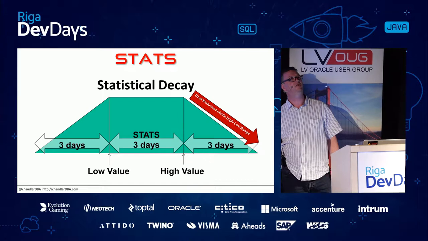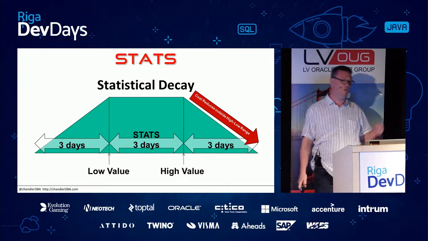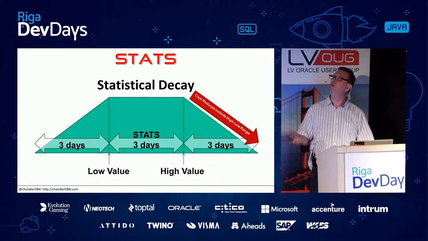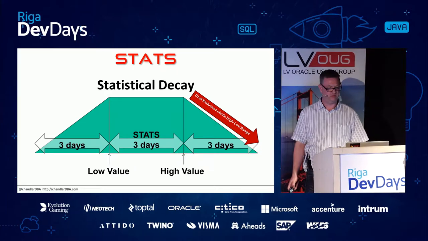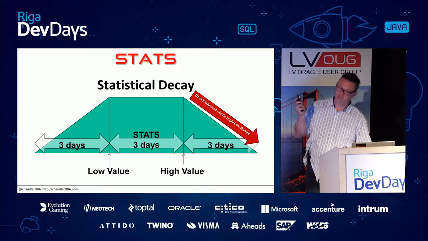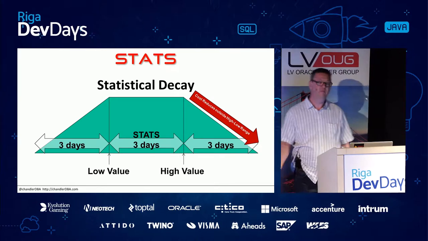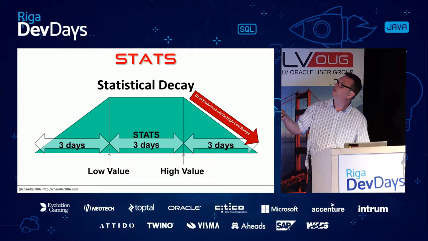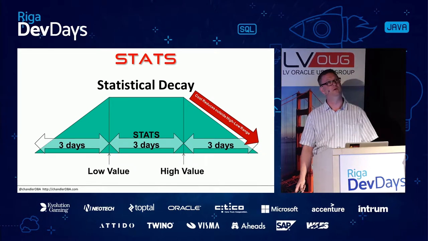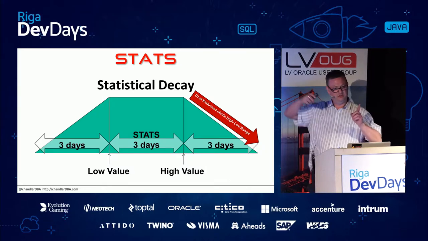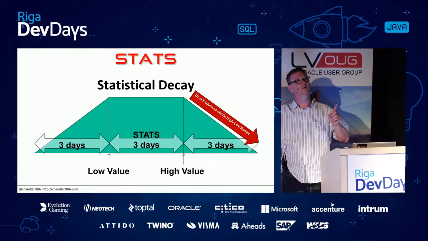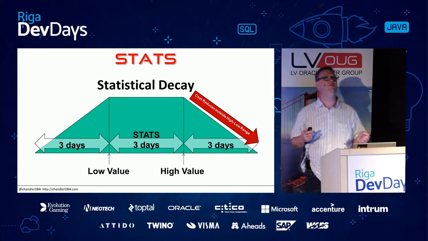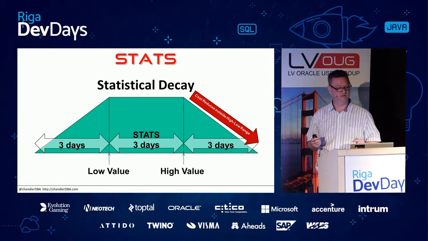We haven't changed the statistics. We haven't changed anything at all, but the plan has changed. The cost has now dropped to 10. If we do it again, the 28th, we can see the cost has dropped to 2. So as the time has moved on, our cost has changed, even though nothing else has.